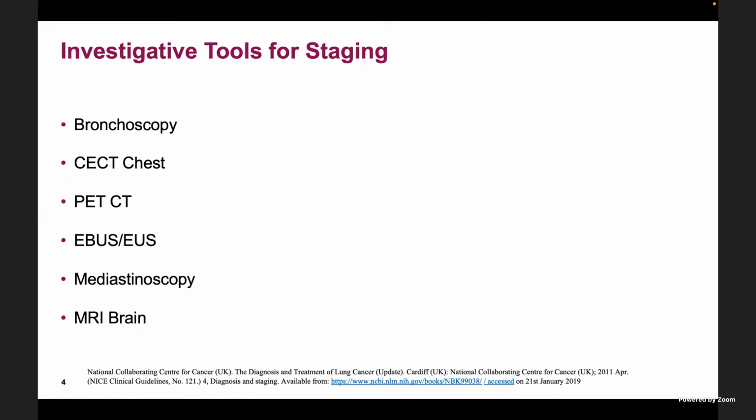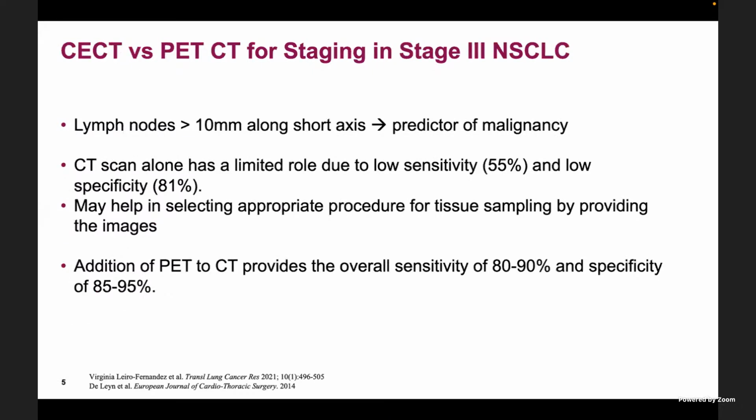MRI brain too. So what about CT chest, abdomen, pelvis versus a PET scan in a stage 3 or, say, in a stage 2 non-small cell lung cancer? We say that patients who on a CT have a 10 mm long short axis diameter are probably malignant. But CT alone has a very low sensitivity, about 55%, and a low specificity of 80% in diagnosing malignant tissues.